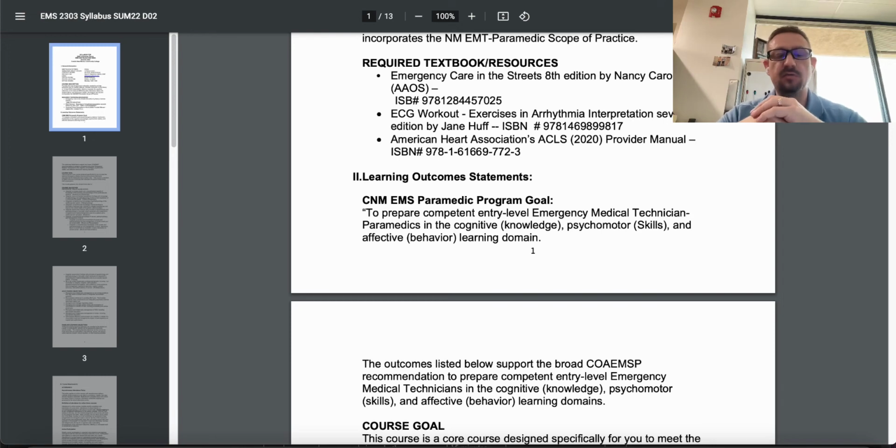Now, the ECG workout, for most of our time in the class, aside from the first few modules where we're going to do some reading, most of the workout that you're going to do is by chapter on a set of types of rhythms. And so, for example, when we cover normal sinus rhythms, you'll have a chapter in the ECG workout book that has pages after pages of normal sinus rhythm variations that you're going to interpret.